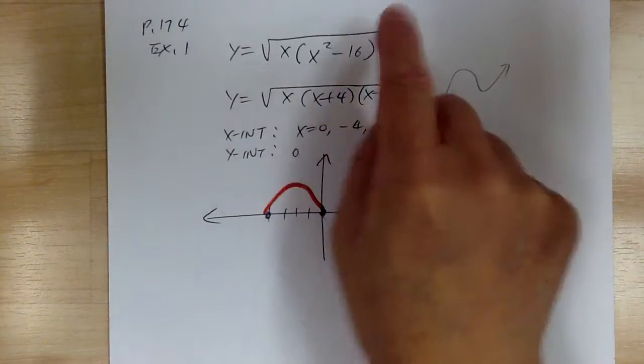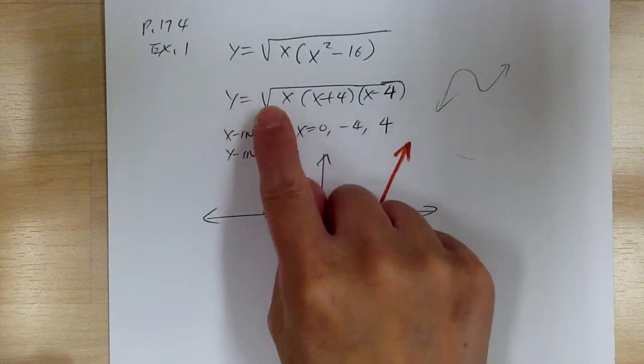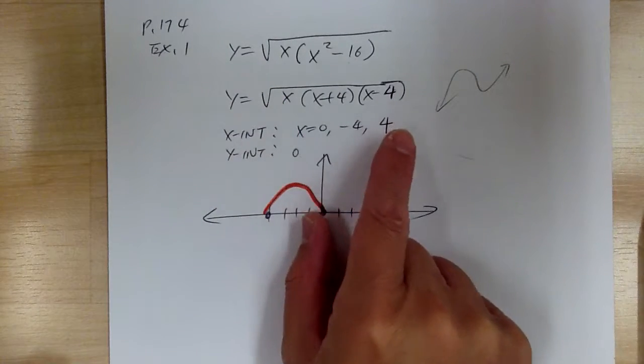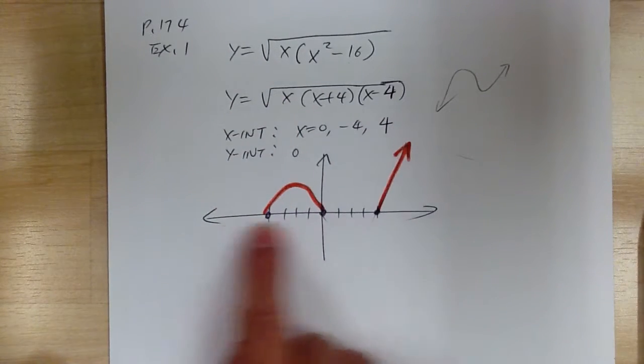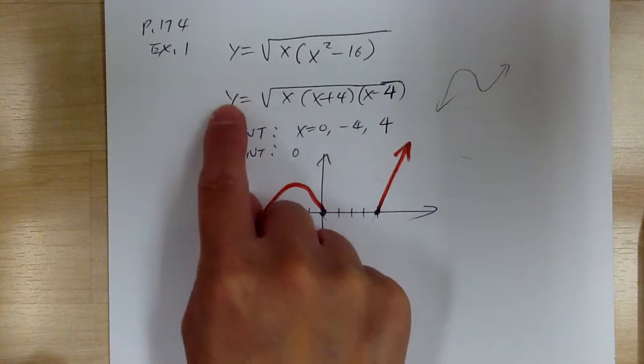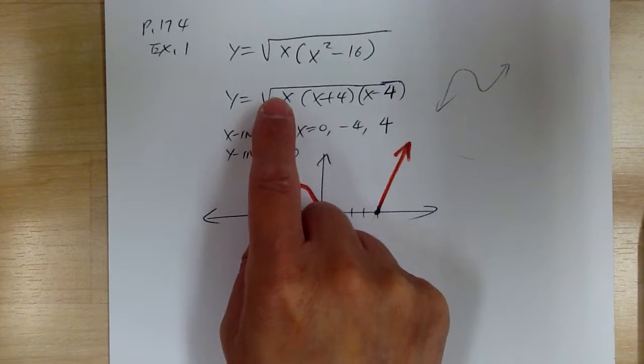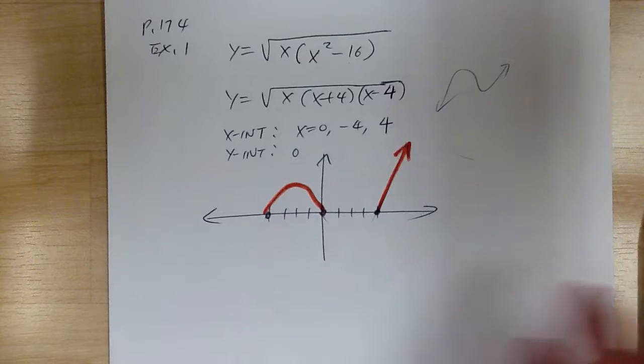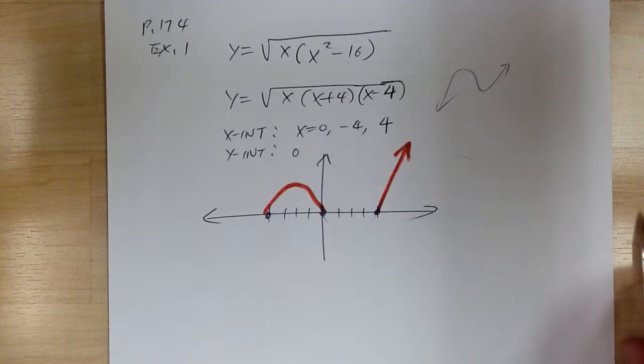So again, when you're doing the square root, first just graph it as a polynomial equation without the square root. Then after that, you're just going to erase the negative part. Again, y equal to square root means there's a restriction, means y can only be positive. Now let's go to example 2.